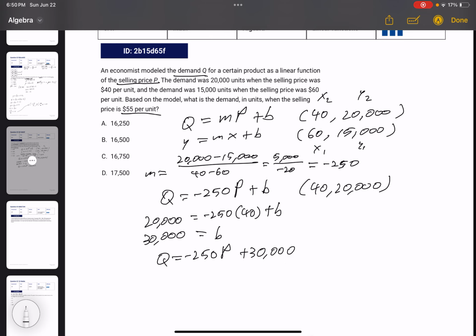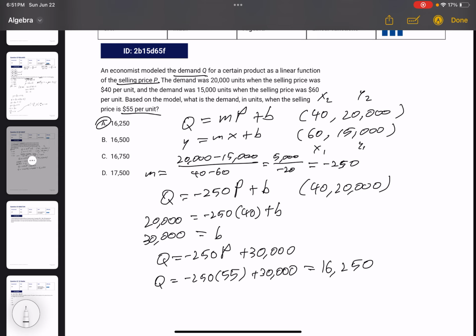So it's a decreasing linear function. And it's asking what is the demand when the selling price is $55 per unit. So what is Q when P is 55? Q is equal to negative 250 times 55 plus 30,000. When we plug that into our calculator, we have 250 times 55, and then we subtract that from 30K, and we get an answer of 16,250, which is answer A.